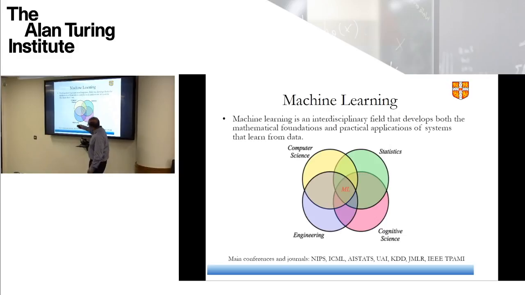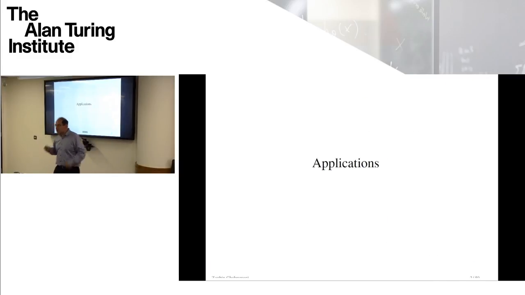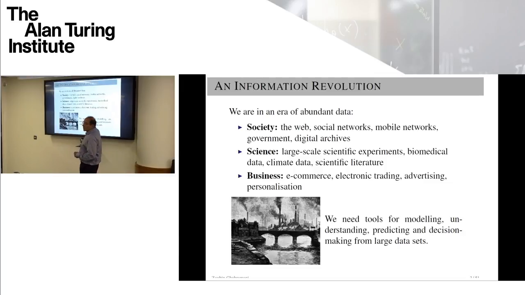Okay, so that's the field, and let me zoom through a whole bunch of applications so you get a feeling for why you might want to spend the next 3 hours paying attention. We're in an information revolution. Data is everywhere. It's transforming society, the sciences, and the business world, and we need tools for modeling, understanding, predicting, and decision-making from large data sets. This slide could capture part of the mission statement of the Alan Turing Institute. And machine learning is motivated by the same thing, this information revolution.